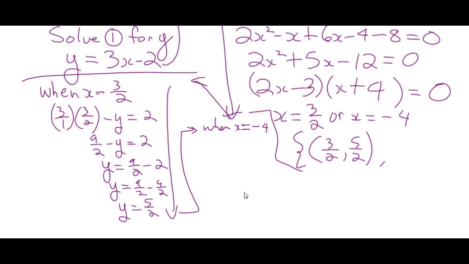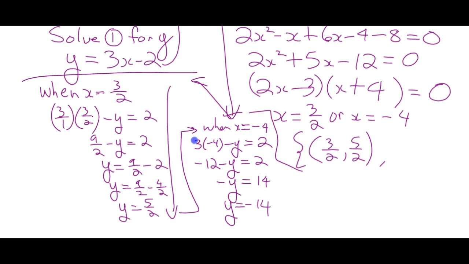When x equals -4, what have we got? 3x minus y is equal to 2. -12 minus y is equal to 2. Negative y is equal to 14. So y is equal to -14. So -4, -14.